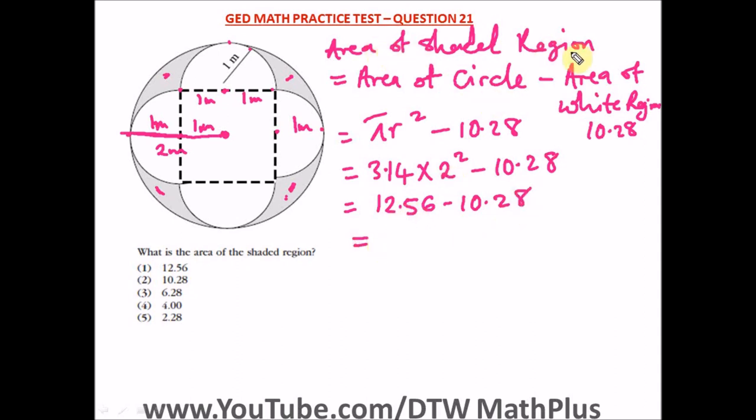The area of the shaded region will be what? 2.28. Okay, so this is 2.28 what square meter. Okay, so this is our answer. And where is our right option? Our right option is option what? 5. All right, so this is our right answer.